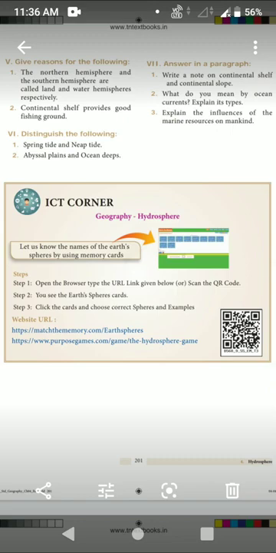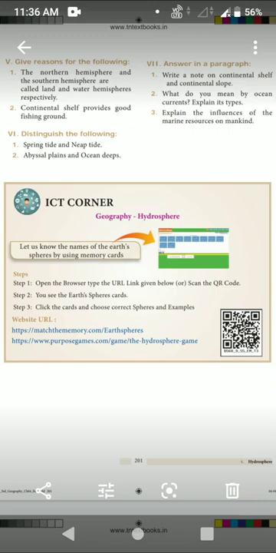Spring tide always occurs on full moon and new moon days. Spring tide occurs only on full moon and new moon. But neap tide occurs between two spring tides, that is twice a month, when the first and the last quarter moon appears. At that time only it will appear.